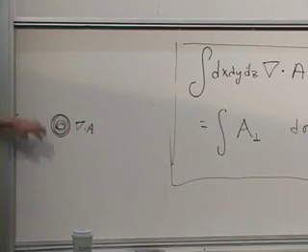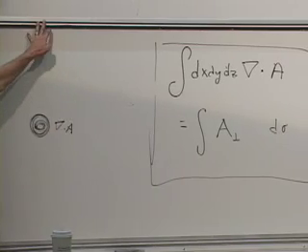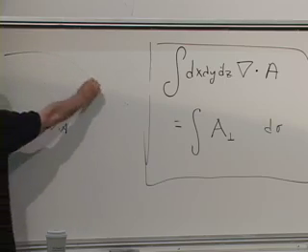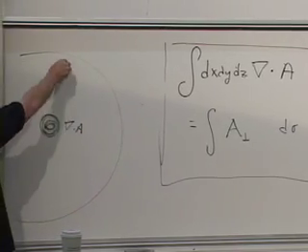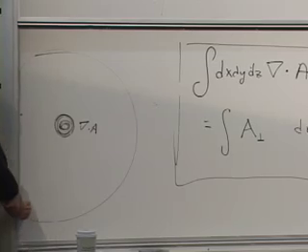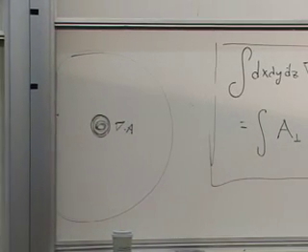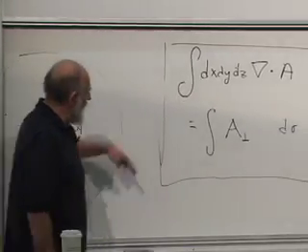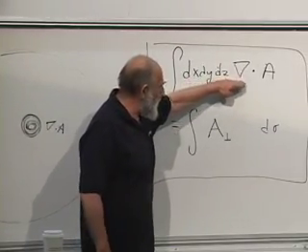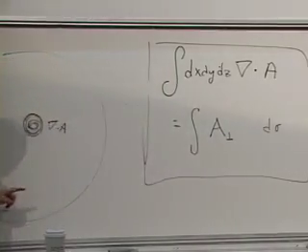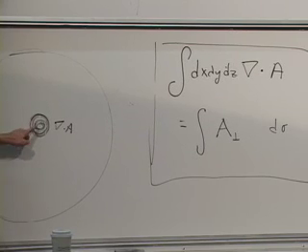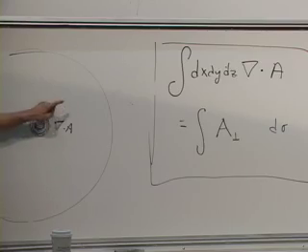And now let's see, can we figure out what the field is elsewhere, outside of here? So what we do is we draw a surface around there. And now we're going to use Gauss's theorem. First of all, let's look at the left side. The left side has the integral of the divergence of the vector field. The divergence is completely restricted to some finite sphere in here.